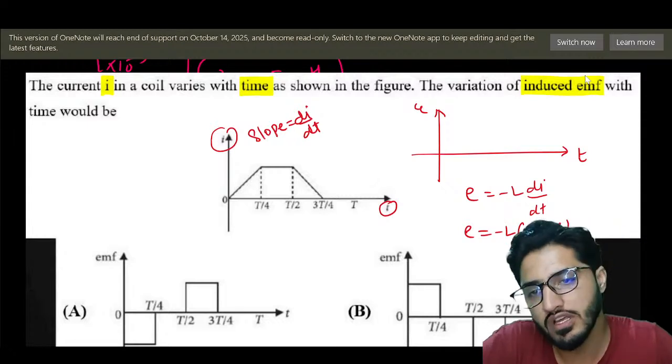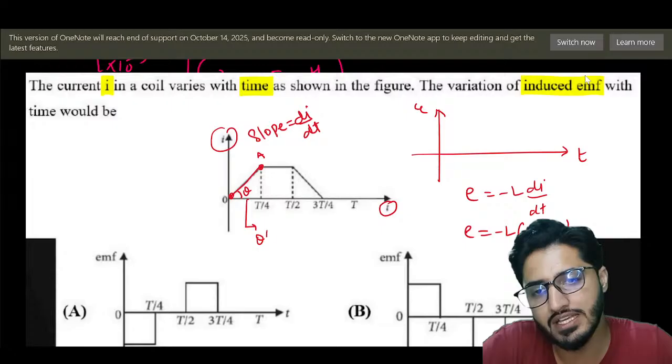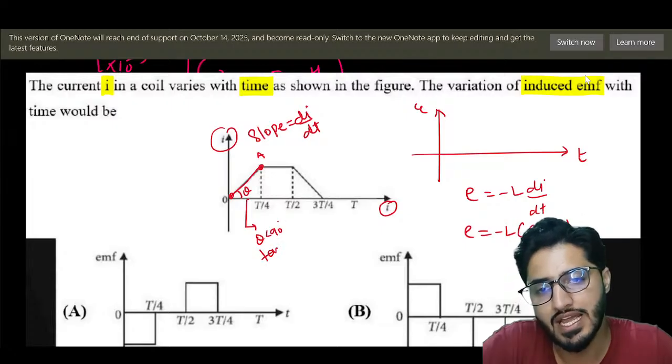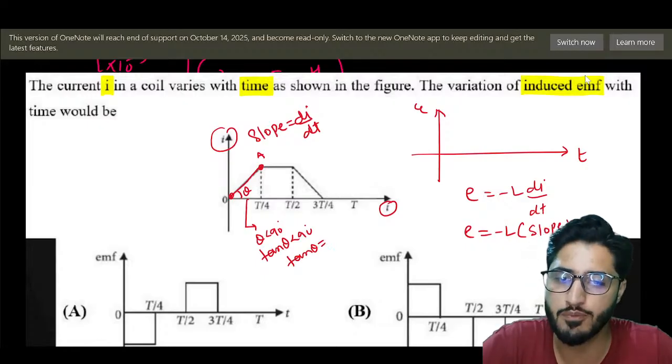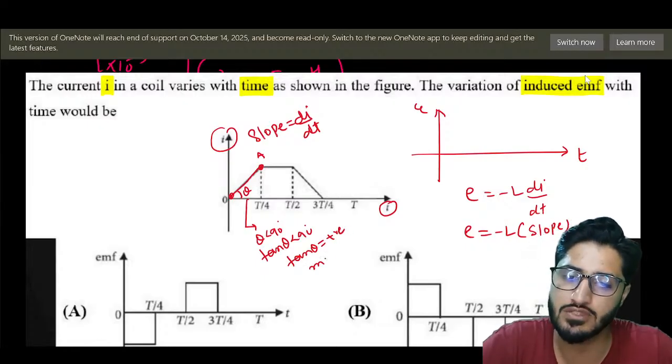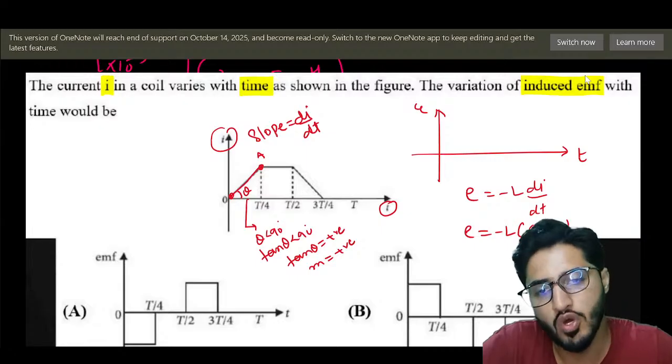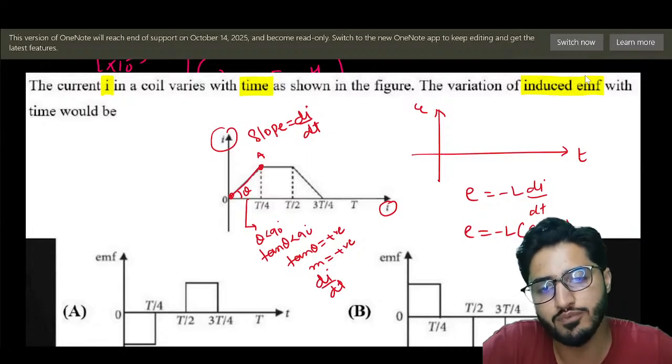Done. Look, if we are going from 0 to point A, this is theta now. So you can see that theta is less than 90 degrees, so tan theta came out to be positive. So you can write my slope is positive. If your slope is positive, you will write di by dt is positive.